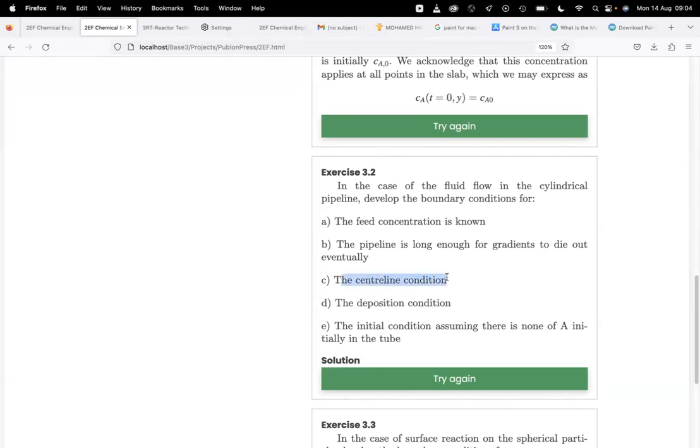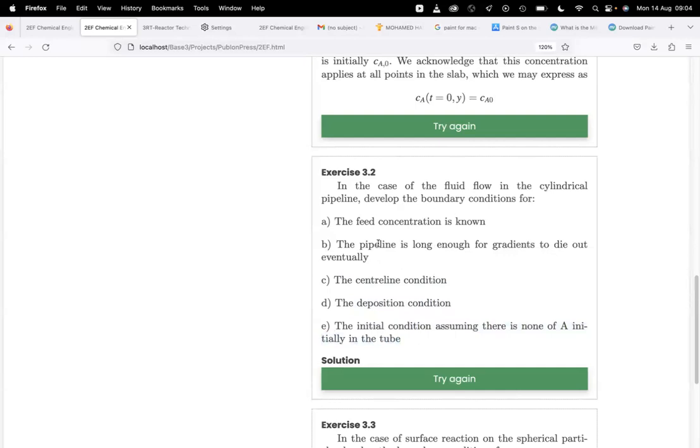Then there's something about a centerline condition. It should actually say centerline symmetry. So we expect that things are symmetrical around the center. We know that there's deposition on the wall, and we know that initially we don't have any A in the tube. So let's look at developing the boundary conditions for the cylindrical pipeline flow.